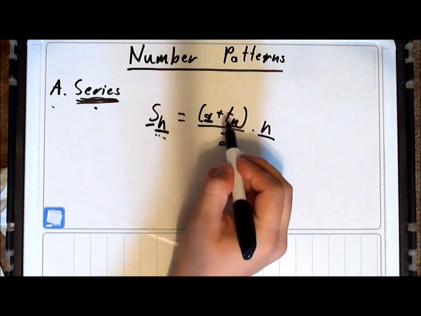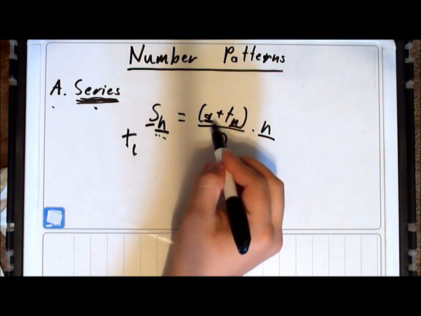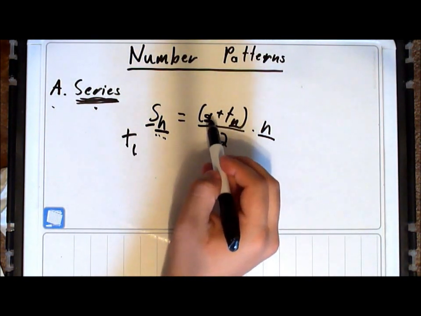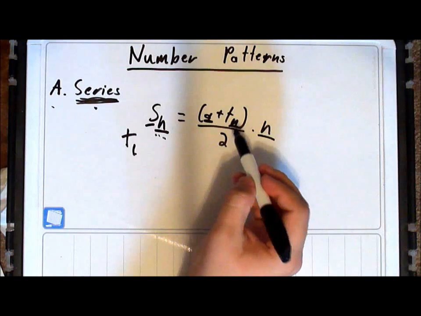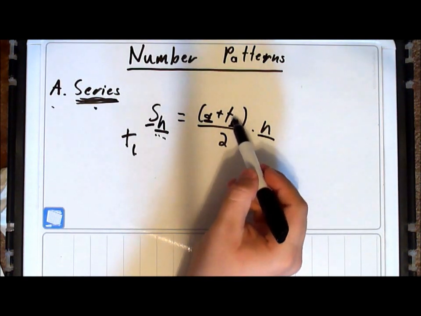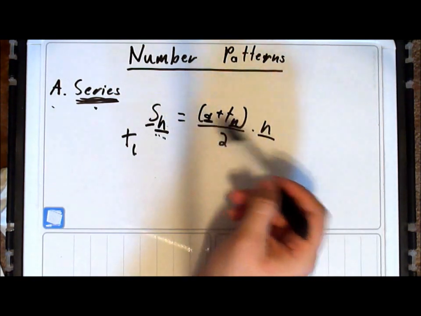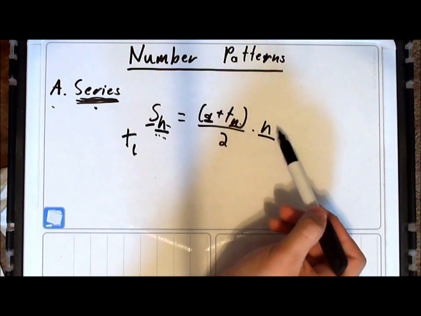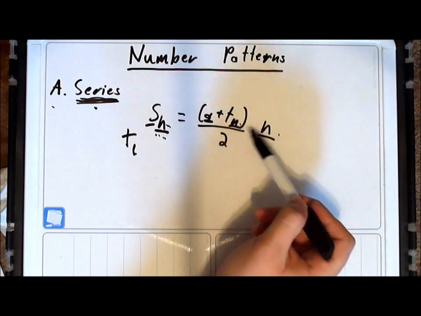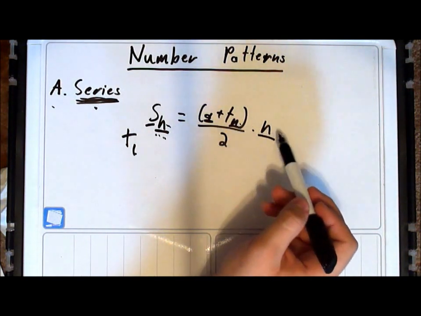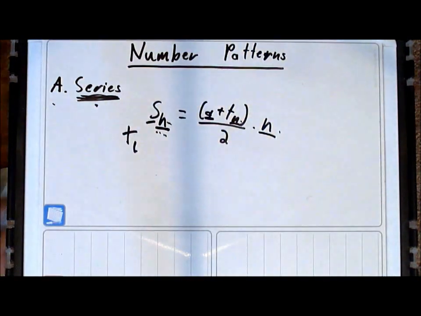It equals a. A is your first term. A is t1, the very first term at the start of the sequence. T_n is going to be the term at n. Like I said, this n is going to be exactly the same for all three of these. So whatever you have here, it's going to be the same here, and the same here. So it's going to be the term at whatever that n is. And then divide by 2 and multiply by that number. So let's do an example.